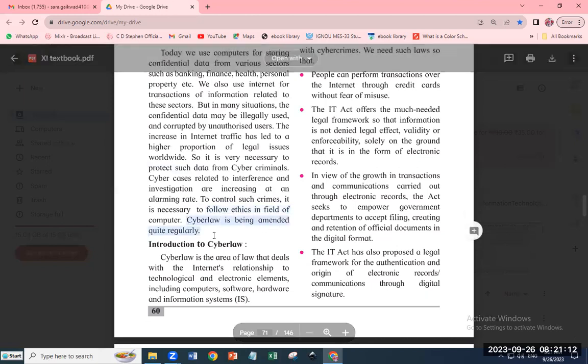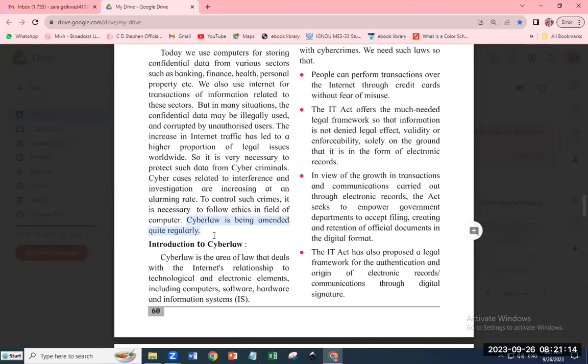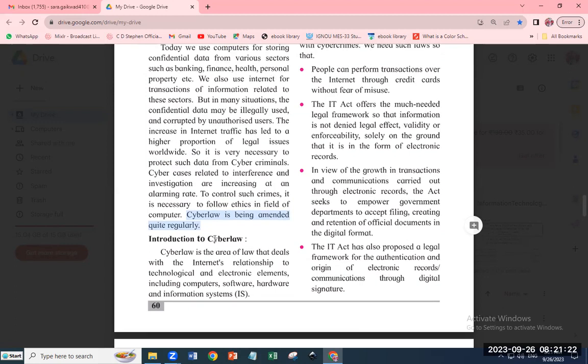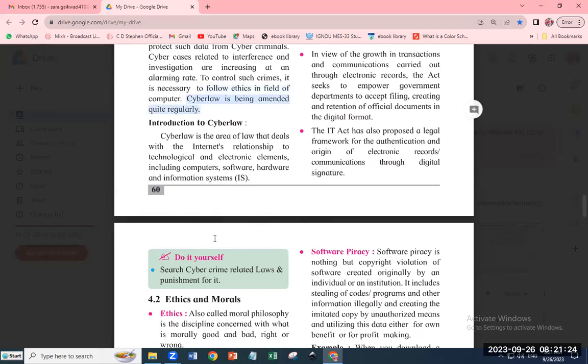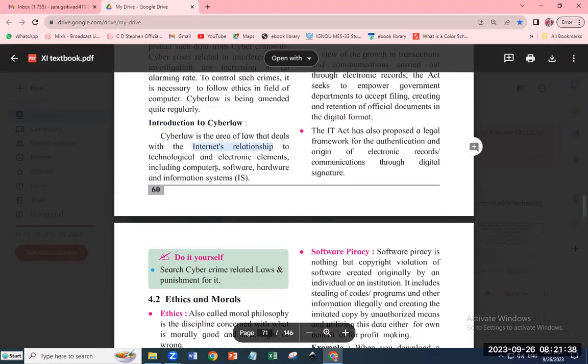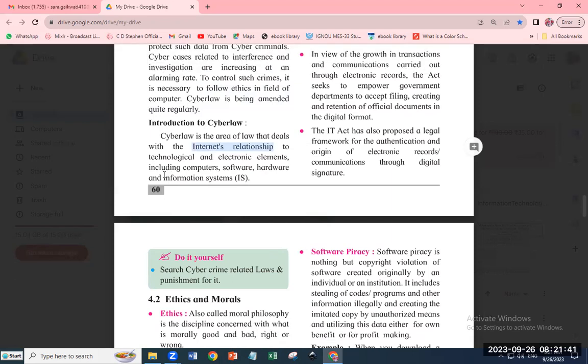Cyber law is being amended quite regularly. Cyber crime started, so we have cyber law to resist that crime. Okay, so we have many different laws which are being enacted on the particular cyber crimes. What do you mean by cyber law? The cyber law is the area of law that deals with the internet's relationship to technological and electronic elements, including computer, software, hardware, and information system.